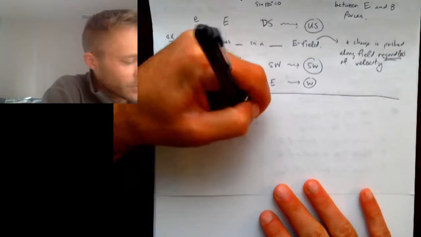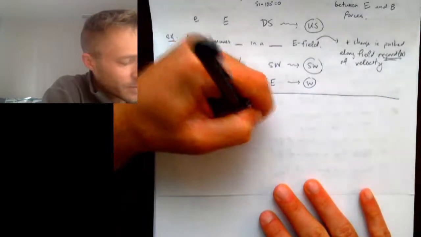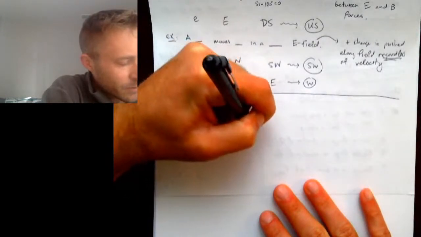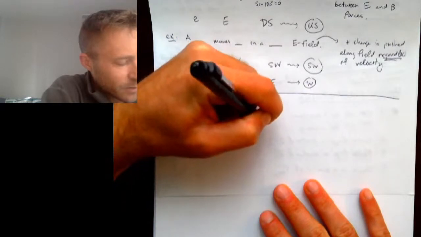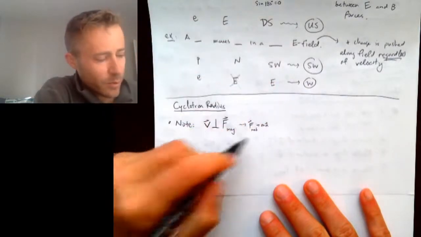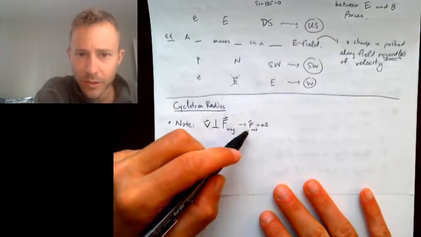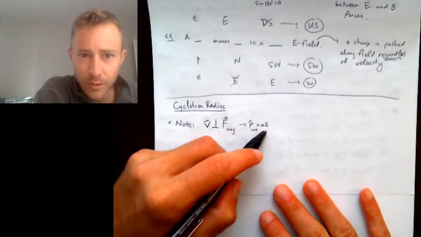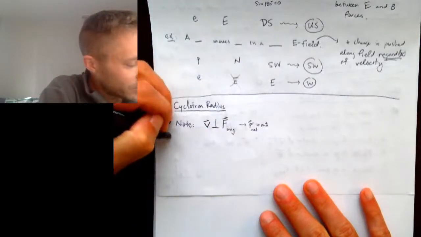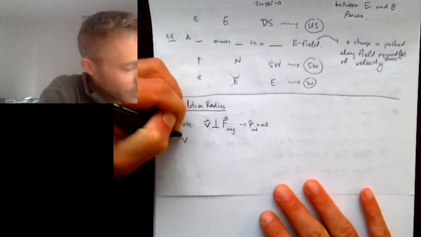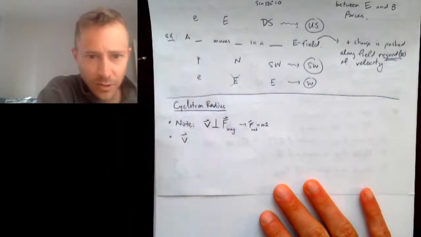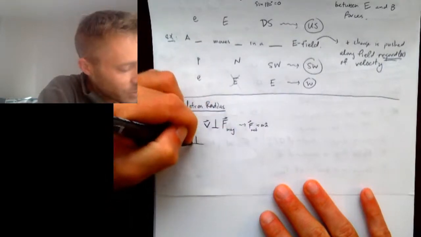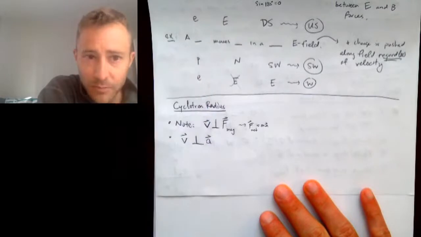Now, according to net force equals ma, Newton's second law, we can see that if the force is in one direction, then the acceleration is also going to point in that direction. So the force is in the same direction as the acceleration. So the velocity is also going to be perpendicular to the acceleration.